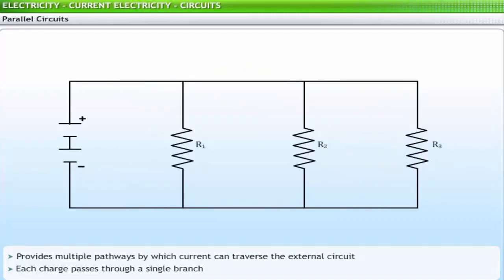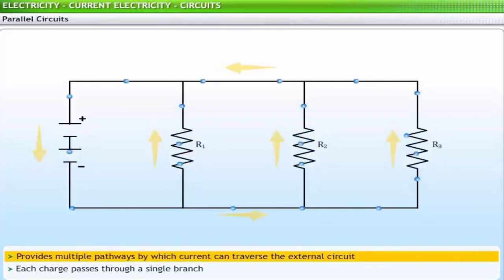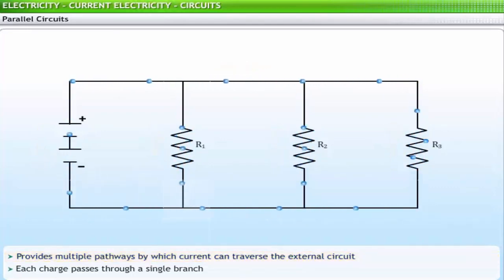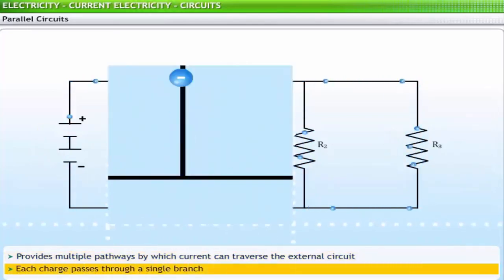In a parallel circuit, each resistor is placed in its own separate branch. The presence of branch lines provides multiple pathways for a current to traverse the external circuit. On arriving at the branching location or node, a charge selects the branch on which it will travel back to the low potential terminal. Thus, each charge passing through the loop of the external circuit passes through a single branch.